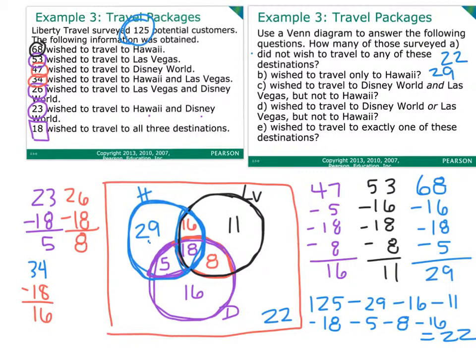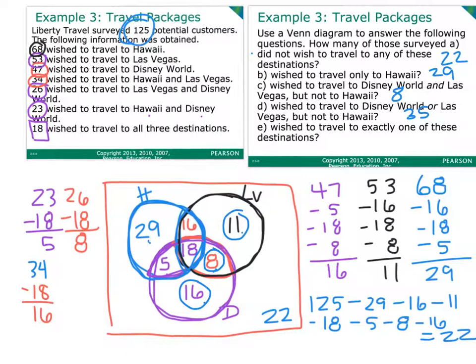How many people surveyed wish to travel to Disney World and Las Vegas? Okay, so Disney World and Las Vegas, but not Hawaii. So that's going to be these 8 people right here. How many people wish to travel to Disney World or Las Vegas, but not Hawaii? Okay, so we need Disney World or Vegas, but not Hawaii. So that's going to be your 16, your 8, and your 11. So you're going to have to add those together. And that is 35 people.